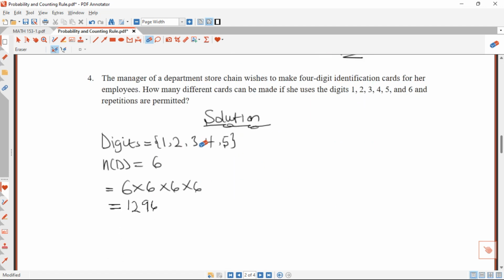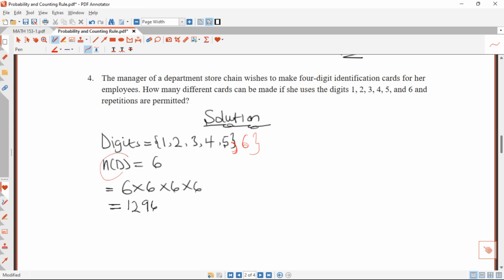And for our last question here, we have: an employee of a department store chain wishes to make 4-digit identification cards for her employees. How many different cards can be made if she uses the digits 1, 2, 3, 4, 5, and 6, and repetition is permitted? So here we know that the digits are 1, 2, 3, 4, 5, and then 6.